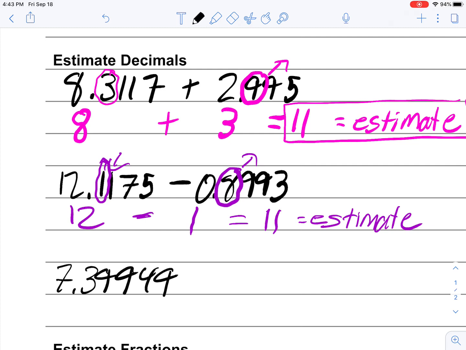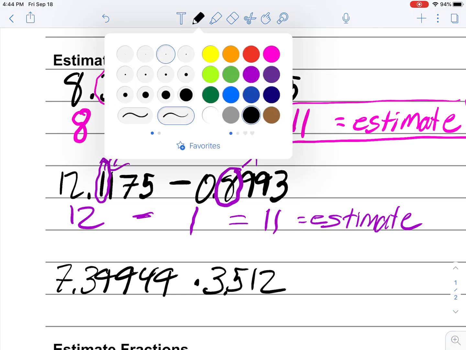7.39949 times 3.512. So if you want, you can pause, round each of these to a whole number, and see what your estimate is. Otherwise, I'm going to move on and I'm going to solve the problem.